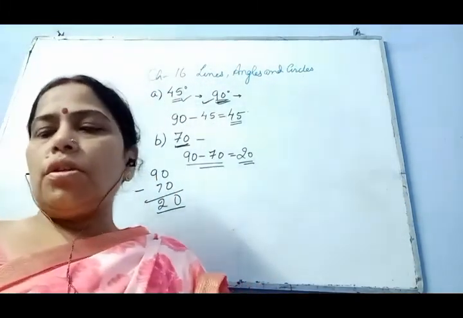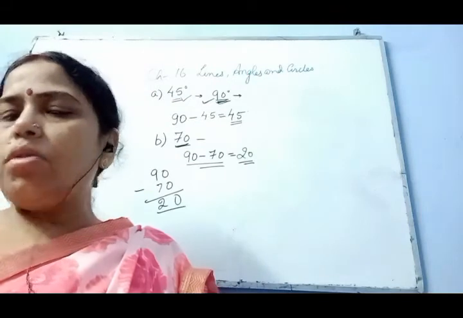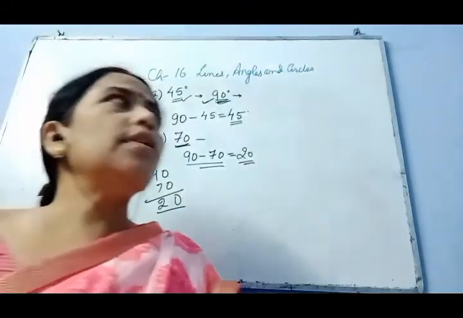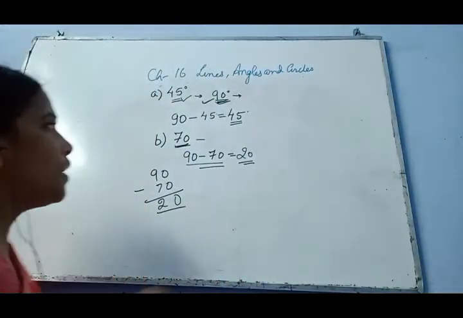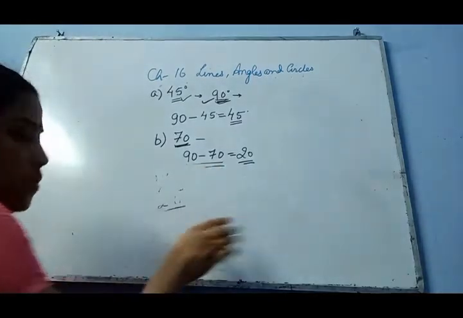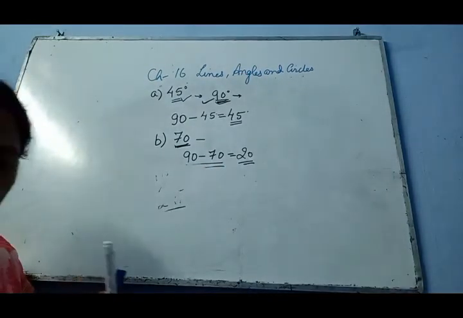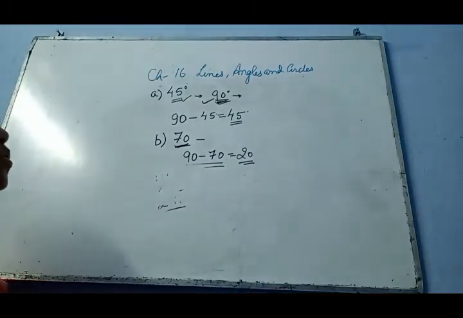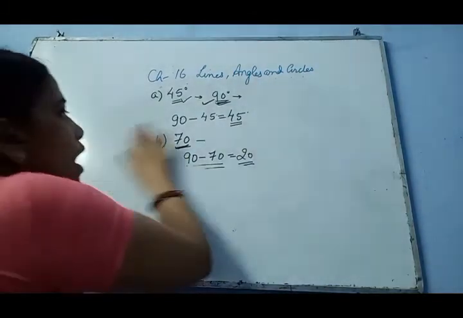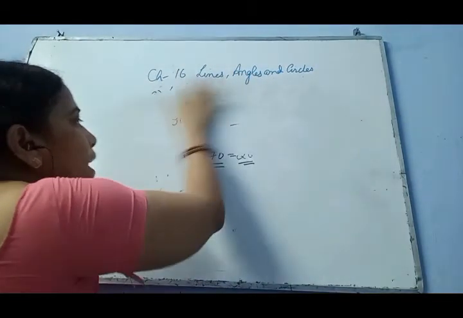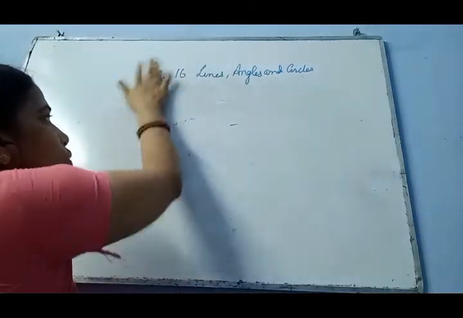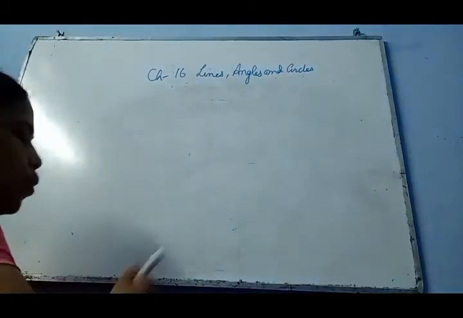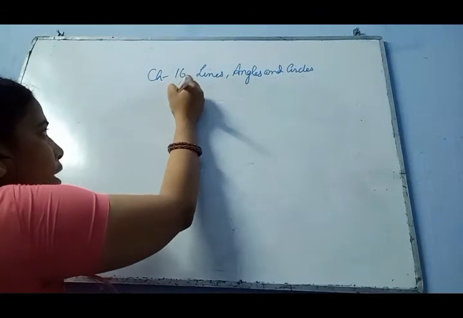Now write the measures of the supplementary angles of the following angles. We have to find the measure of the supplementary angles for the following. For this, what do we have to do? Supplementary angles, how much is it? When the angles added together make 180 degrees.